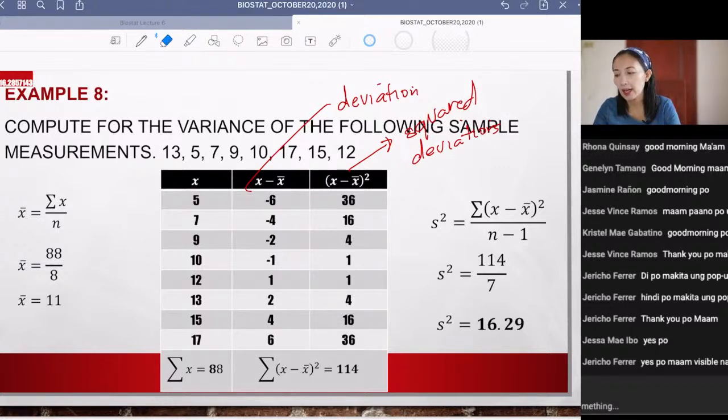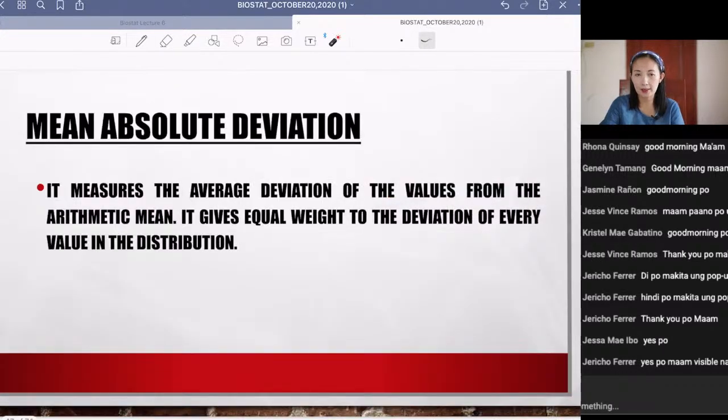Okay, so let me highlight sample. So n minus 1 is 7. Okay? 8 minus 1, 7. So 114 divided by 7 is 16.29. Now we proceed to the next.